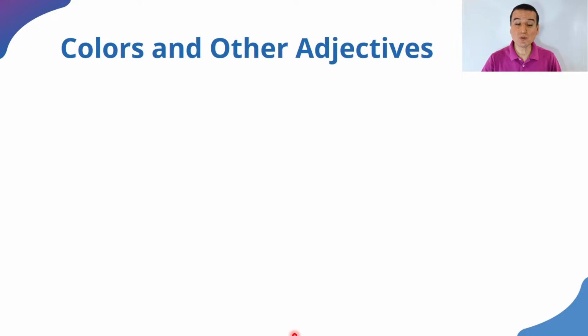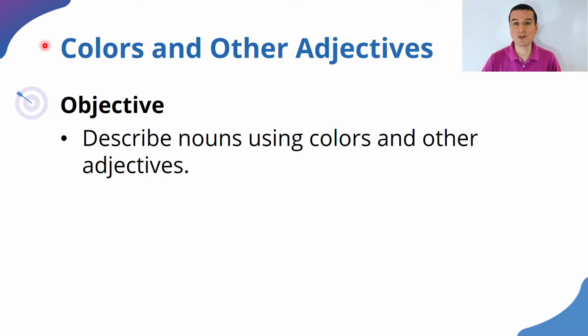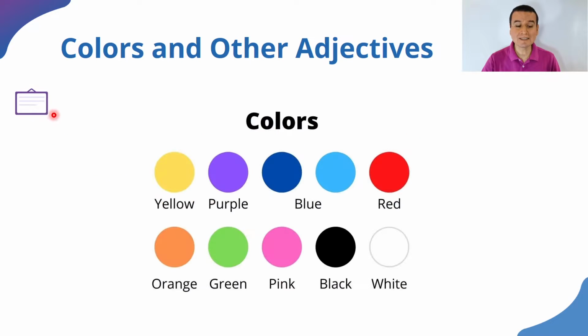Hello! In this video, we are going to talk about colors and other adjectives. Adjectives are characteristics of things or of people. The objective or the goal that we have for this lesson is to describe nouns using colors and other adjectives or characteristics, remember. Let's see some names of colors. I am going to name a color and in a moment I am going to point at it. So listen to it, identify the pronunciation and the color, and I'm going to show it to you a couple seconds later. All right, I'm going to show them to you randomly.